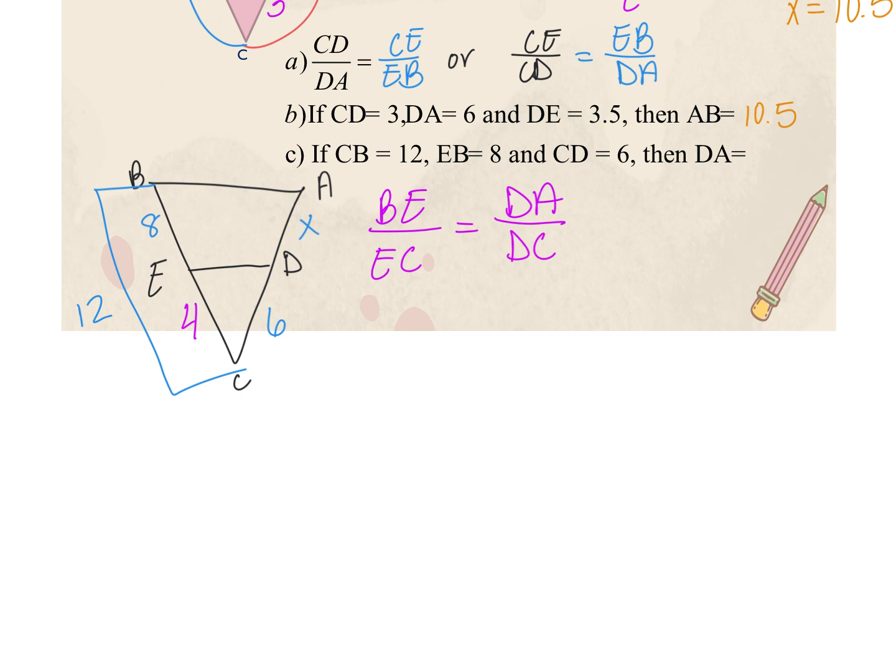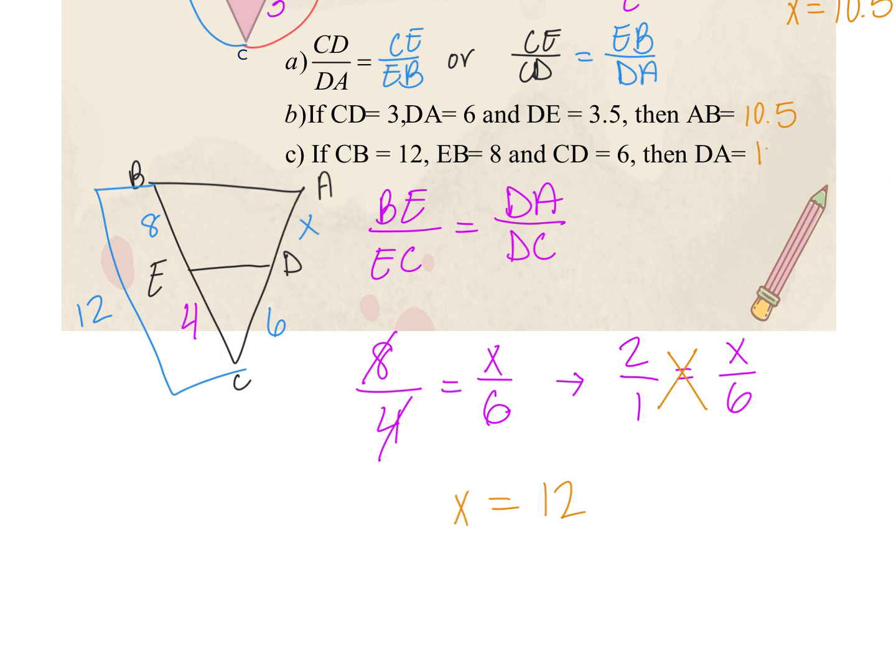Plugging in, what's BE or EB? 8 over, what's EC? 4. Good. 8 over 4 is equal to what's DA? DA. X, and what's DC? 6. I'm going to simplify this. 4 goes into 8 twice. This should be a 6. And X over 6. Now what do I have to do? Cross multiply. Good. Cross multiply. X equals 12. And I'm done.